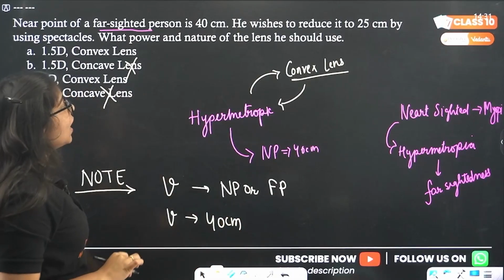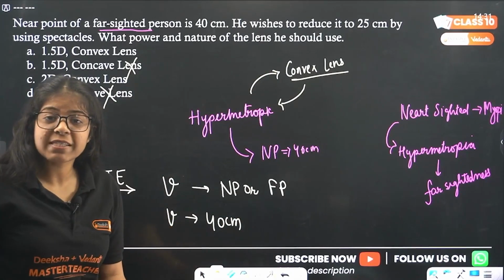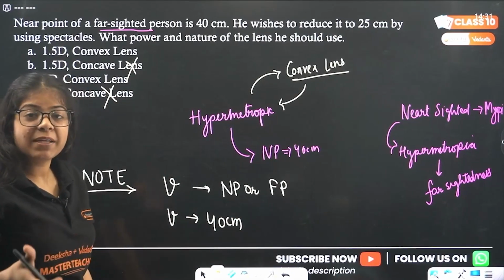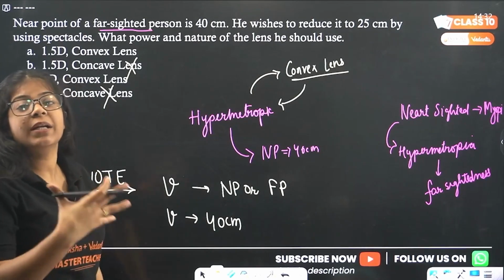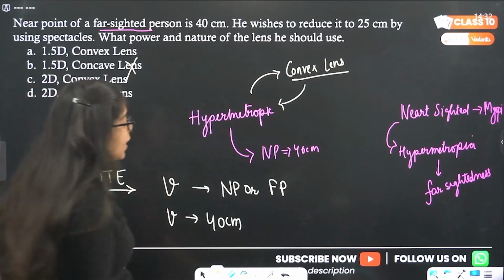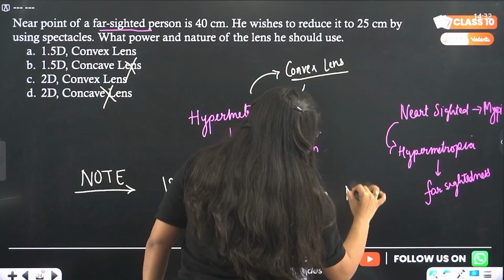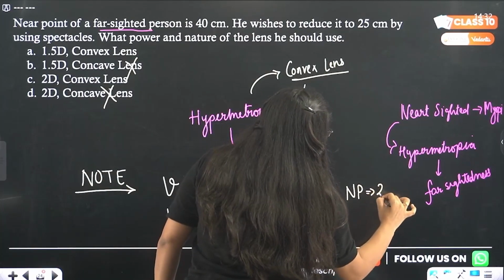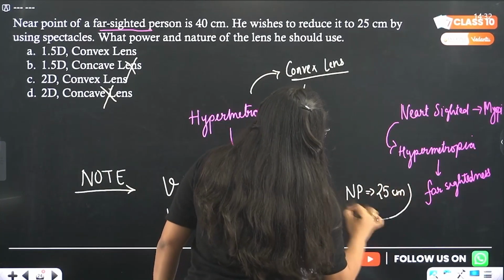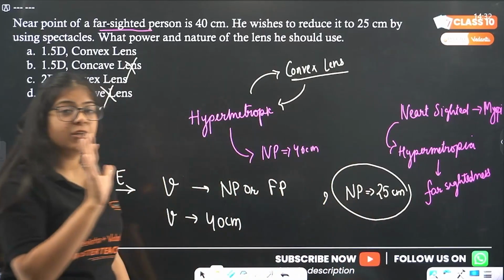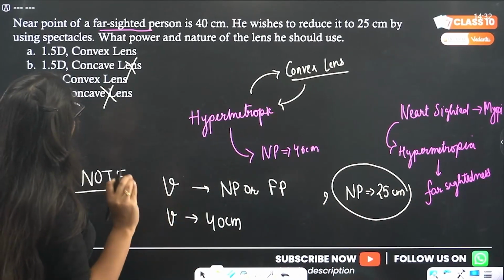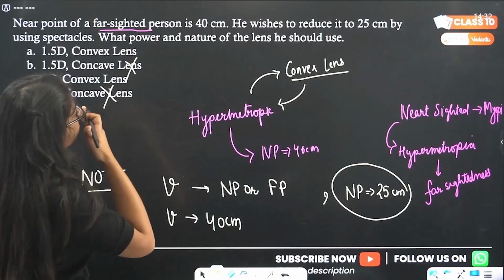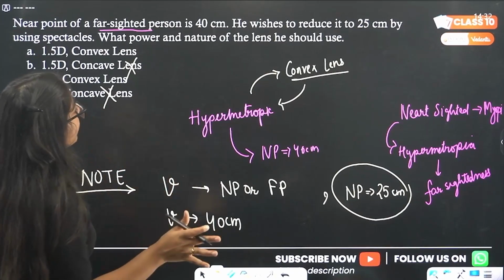He wishes to reduce it to 25 centimeter. He wants his near point to be 25 centimeter. Okay, wait a second. Near point of a far-sighted person is 40 centimeter. He wishes to reduce it to 25 centimeter.